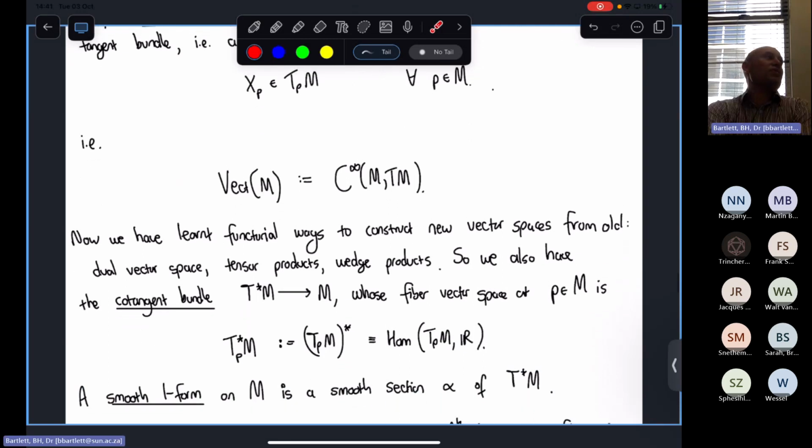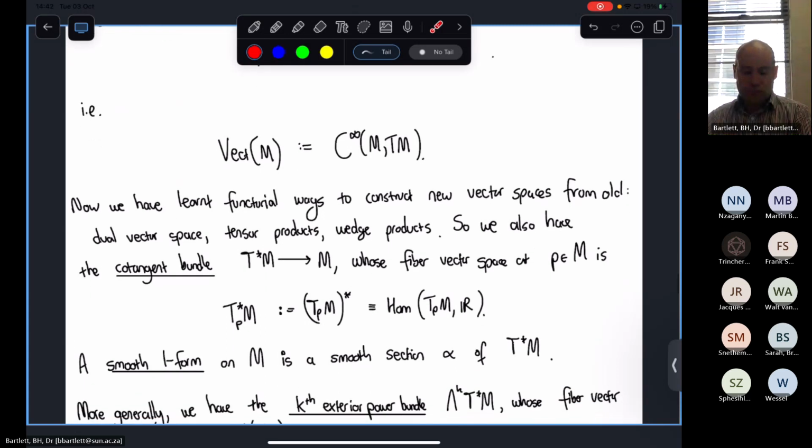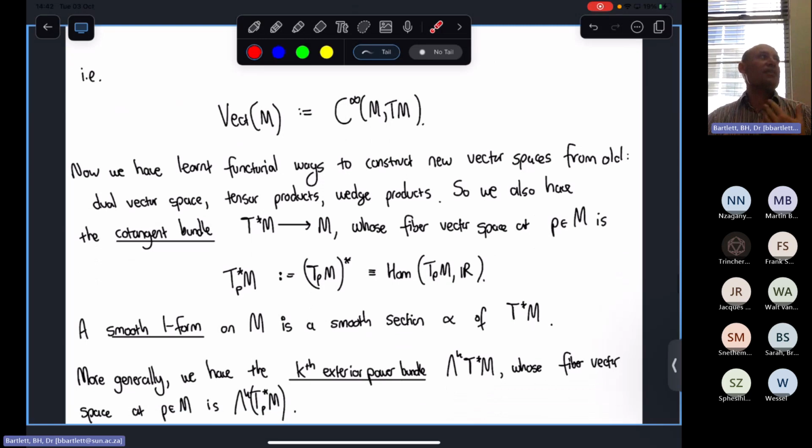A smooth one-form on the manifold is defined to be a smooth section of the cotangent bundle. So it's a smooth selection of a vector in the dual of the tangent space at every point. More generally, we have the kth exterior power bundle, whose fiber at a point P is the kth exterior power of the cotangent space at that point. Cotangent space is just shorthand language for the dual of the tangent space.